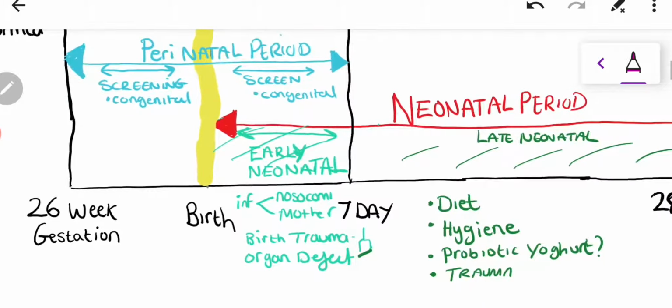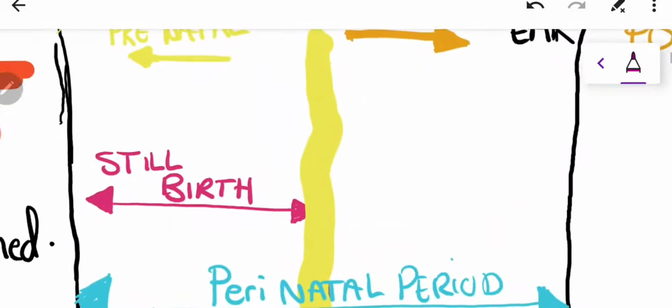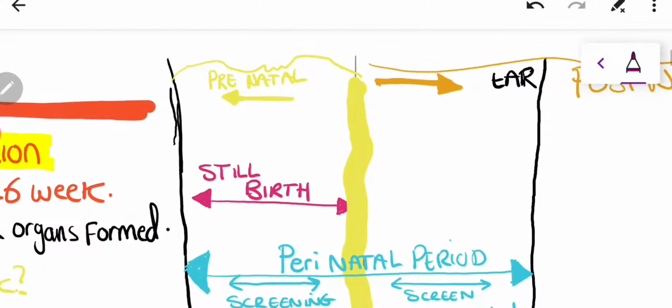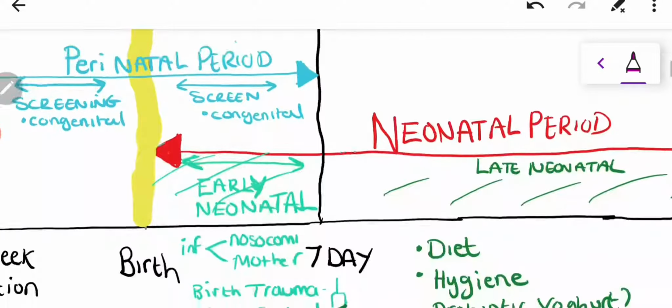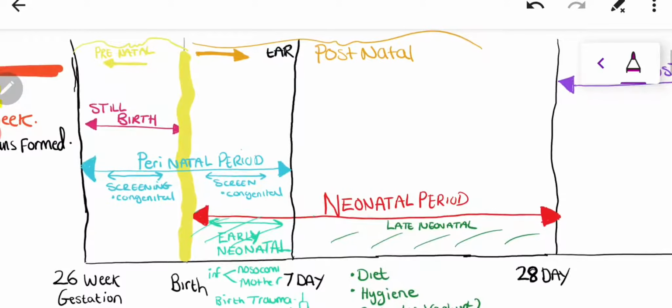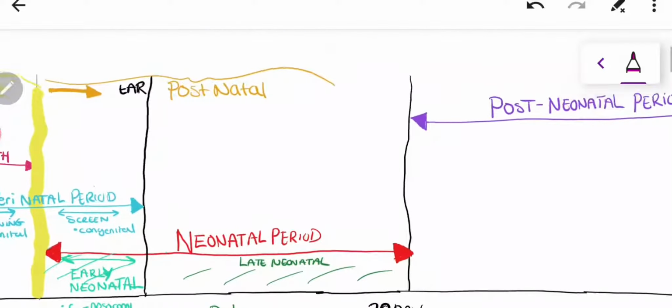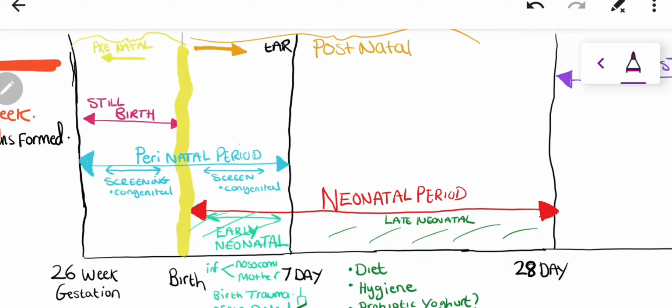Then from 26 weeks to birth, if they were to die, it is a stillbirth, right? Anything before birth is prenatal, anything after birth is postnatal, but that's a bit of a trick question because it's not actually postnatal. Postnatal goes from birth to 28 days. It's weird, I don't know. Prenatal goes from 26 weeks to birth. Postnatal goes from birth to 28 days. So it's kind of equal either side.